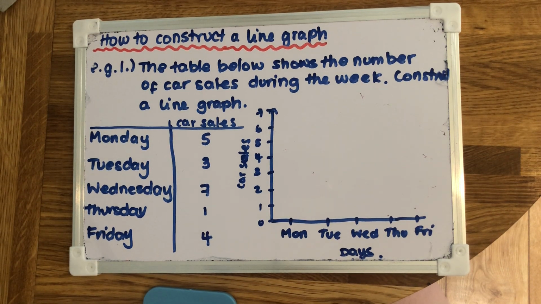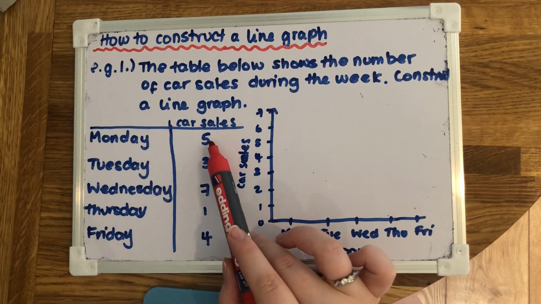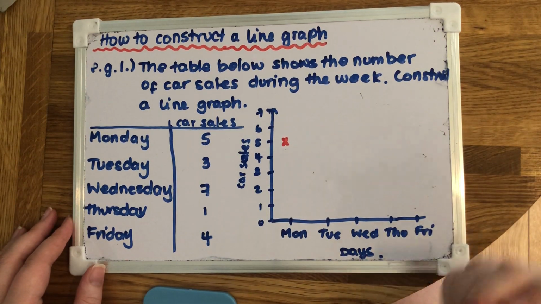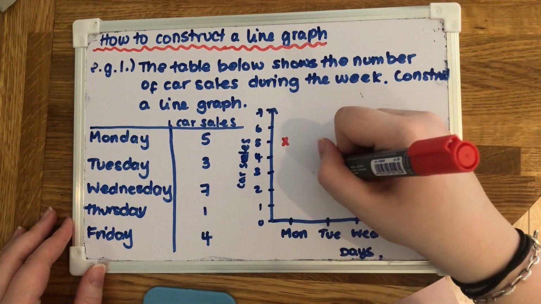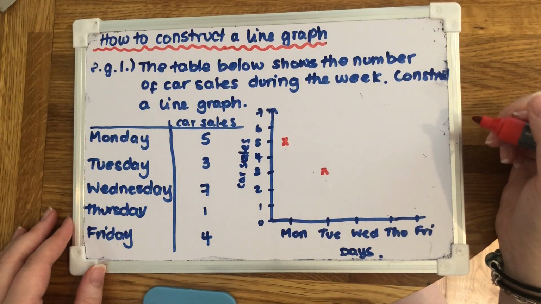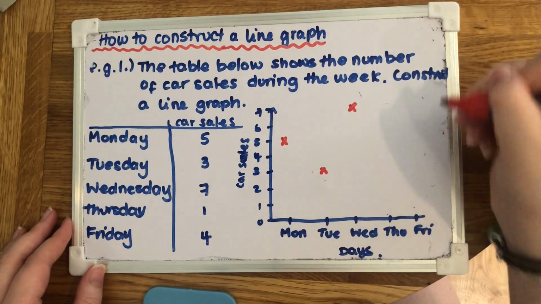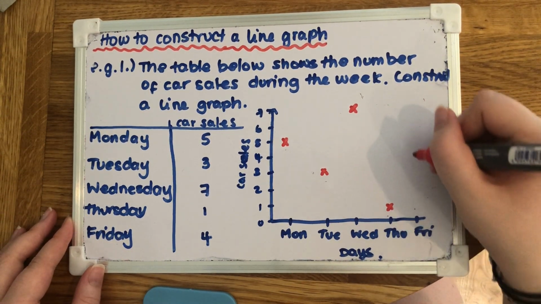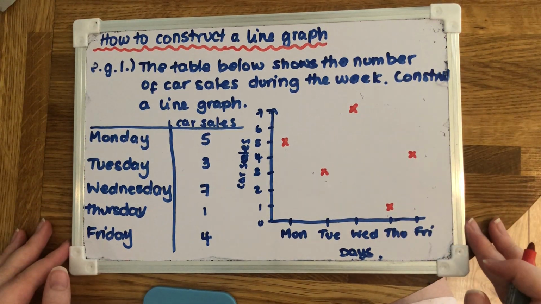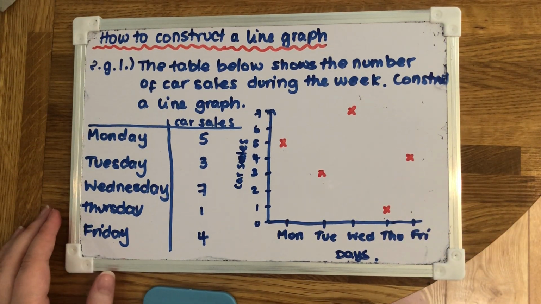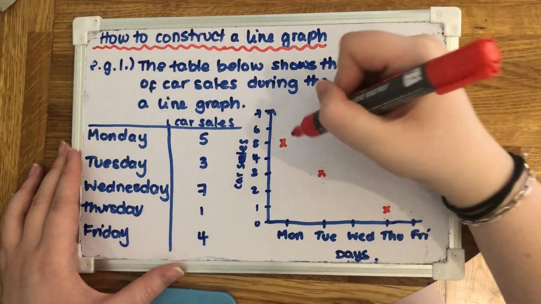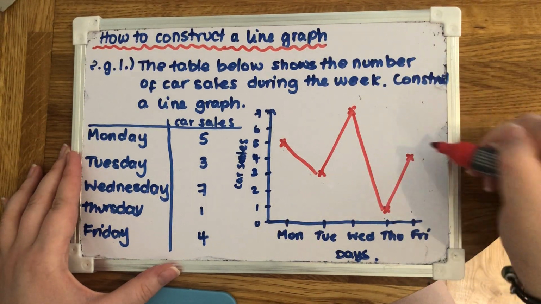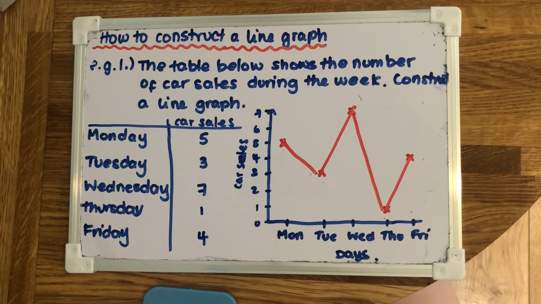So the first one, we're going to draw a cross. For Monday they sold 5, so on Monday we'll go up to 5 and just draw a little cross. Same for Tuesday. Tuesday was 3, so we go up to 3 and then put a little cross. Wednesday was 7, Thursday was only 1, and Friday was 4. Okay, and then when you do that, you connect them with straight lines. But you do need to go in order, so Monday to Tuesday, Tuesday to Wednesday, and so on. Okay, so that's the first basic line graph.